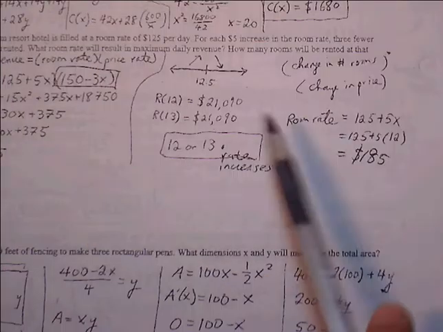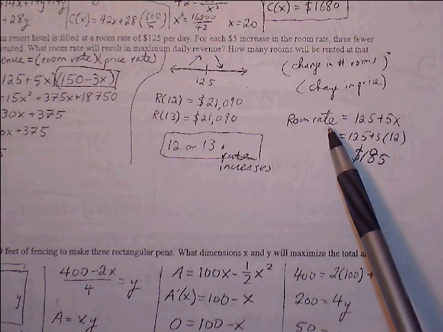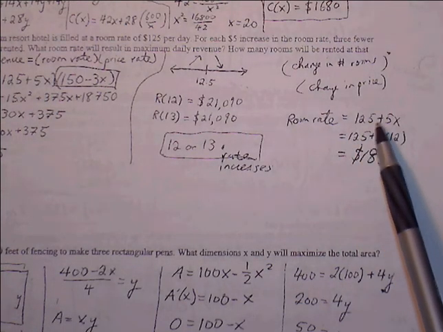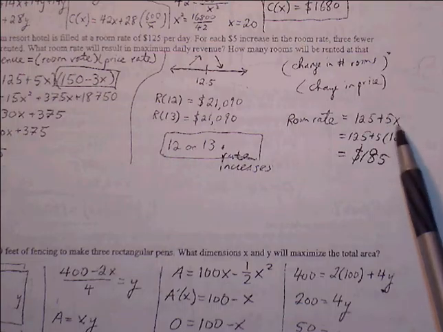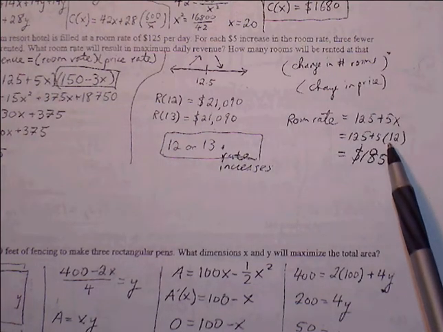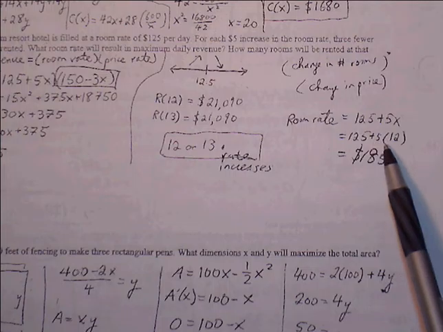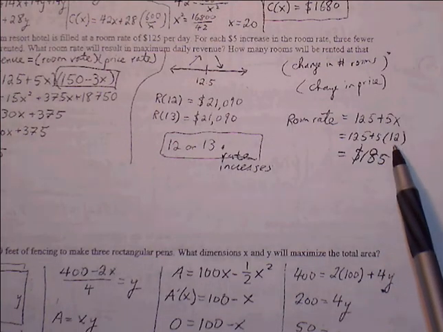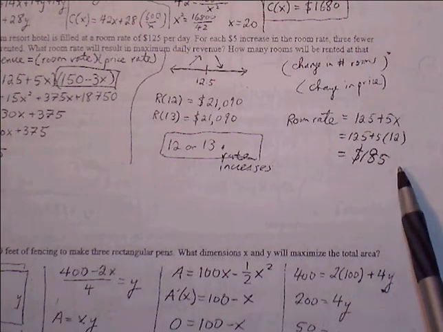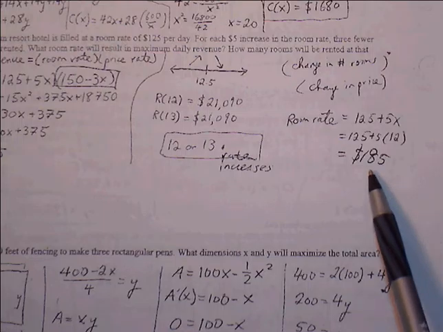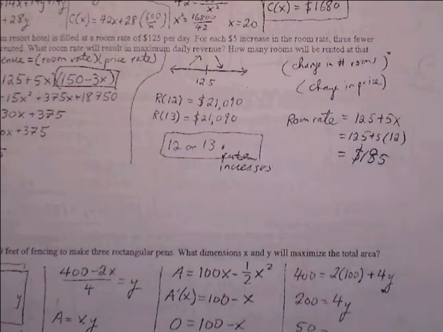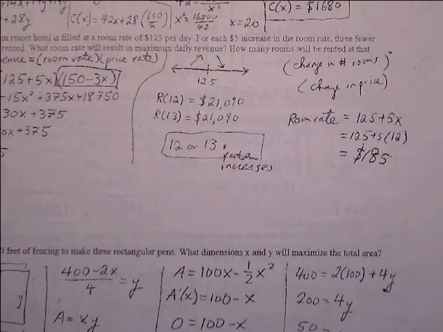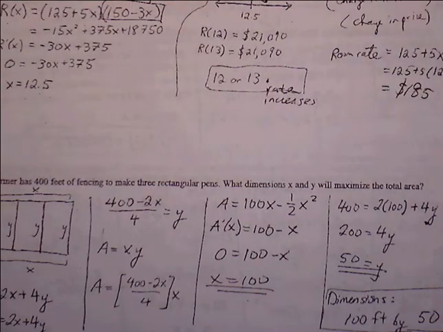All right, so the room rate must then be 125 plus 5 times however many rate increases. So we can either do 125 plus 5 times 12, which is 185, or the next increase up, but I just had it as 185. Okay. All right, last one here.